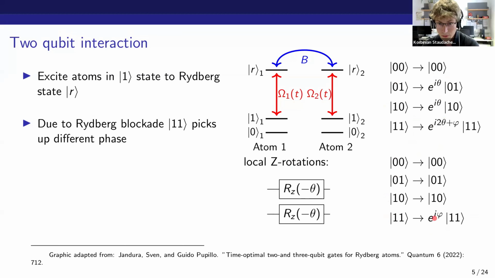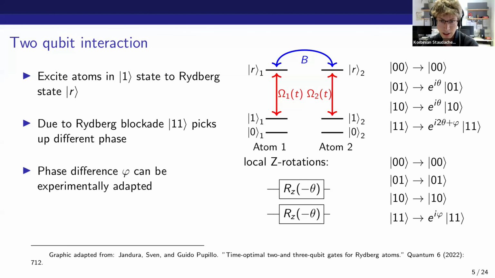But also, which I want to emphasize here, this angle here is not fixed to pi. So this can be really experimentally adapted, so that it doesn't just rotate by pi, but by pi/2, pi/4, whatsoever. And this is something we will also take into account in our synthesis algorithm.